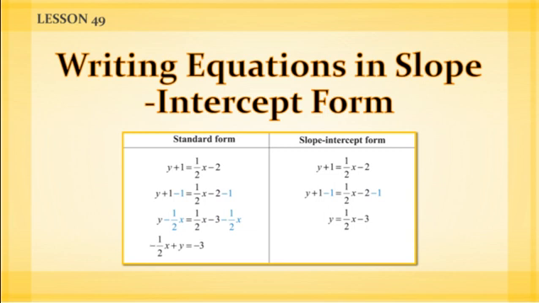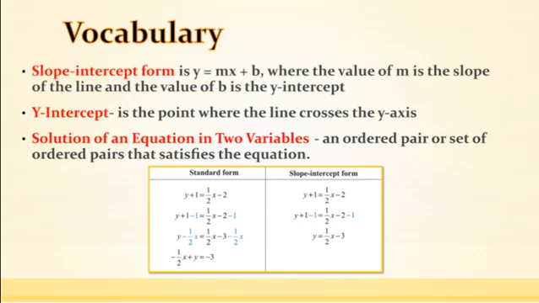Lesson 49, writing equations in slope-intercept form. So first off, what is slope-intercept form? Slope-intercept form is y equals mx plus b, where the value of m is the slope of the line and the value of b is the y-intercept.